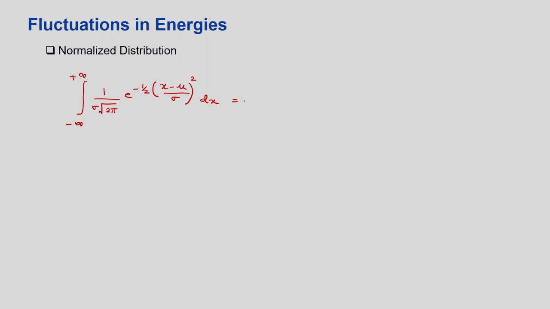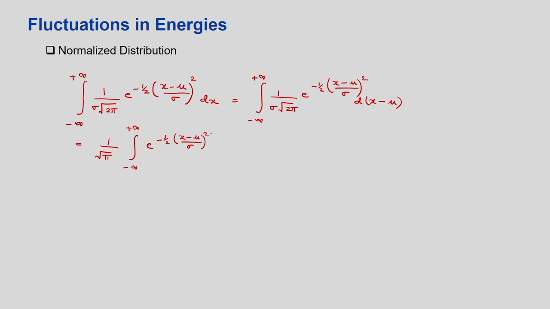So I can write this in this manner also: the integral from minus infinity to plus infinity, 1 upon sigma root 2 pi, then e to the power of minus half of (x minus mu) by sigma whole square, and we write here d of (x minus mu). Everything remains the same; in place of dx, I write d of (x minus mu). If I simplify this, it is 1 upon root pi, integral from minus infinity to plus infinity, e to the power of minus half into (x minus mu) by sigma whole square, and I replace the derivative term with d of 1 upon root 2 into (x minus mu) by sigma.